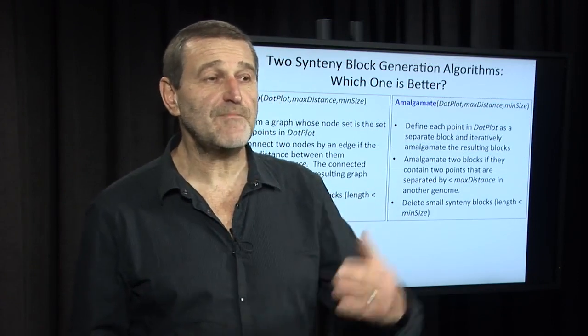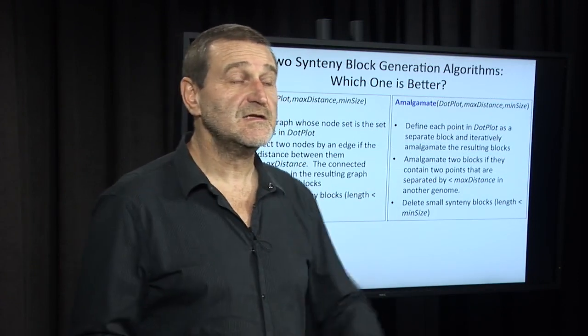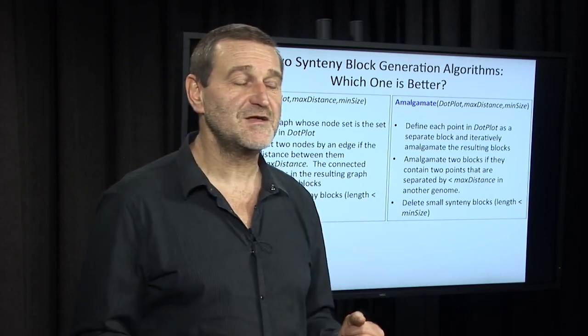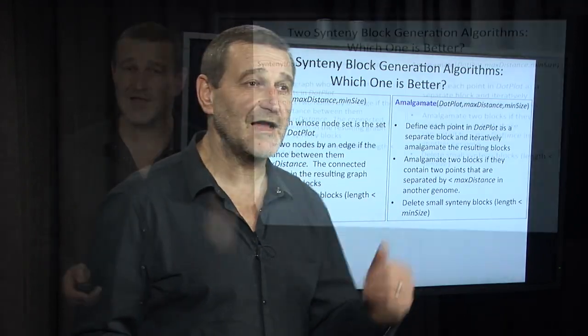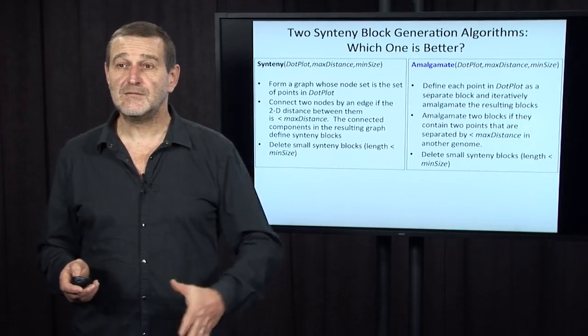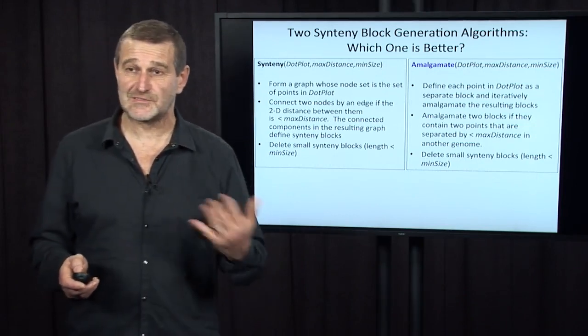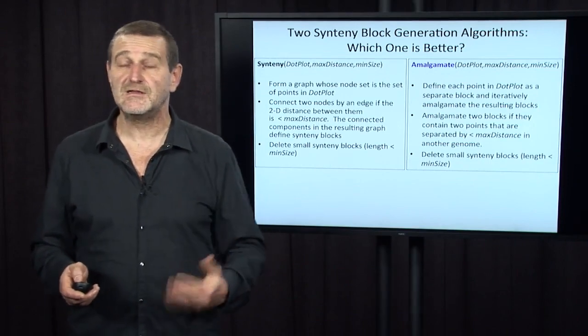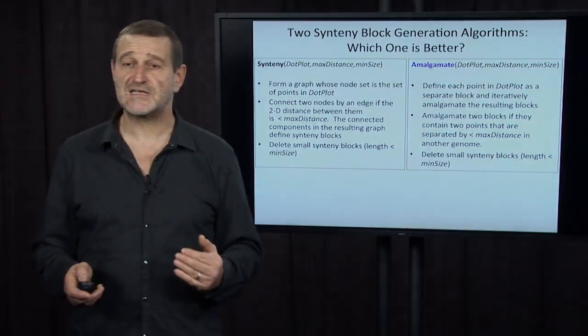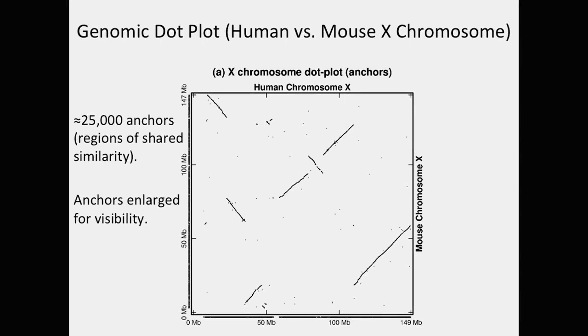If you implement these algorithms and run them, you see that the Synteny algorithm gives reasonable and biologically adequate results. But the amalgamate algorithm, although it looks reasonable and looks like it models what the human eye may be doing, gives completely wrong results. After developing the algorithm for constructing Synteny blocks, we are now ready to find out what the Synteny blocks are between the human and mouse X chromosome.